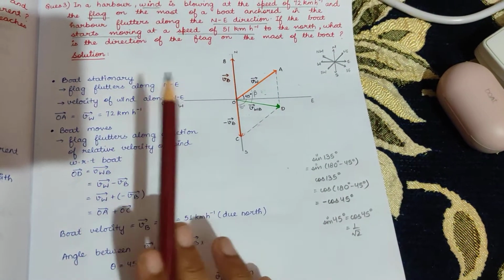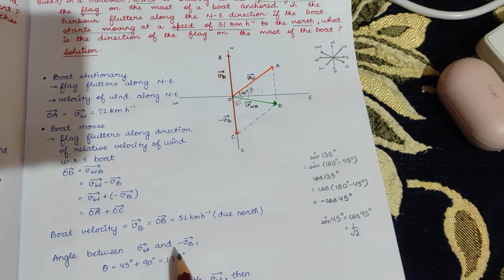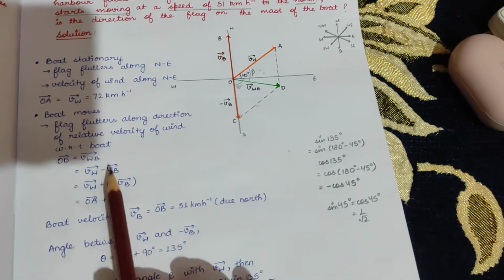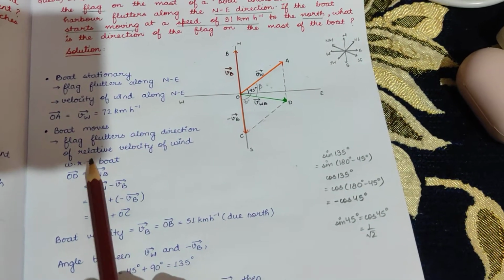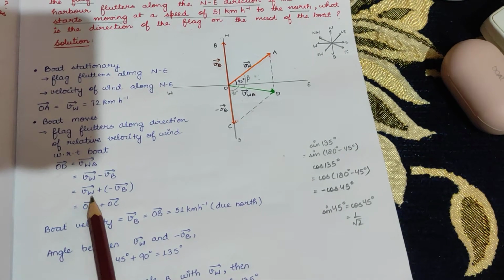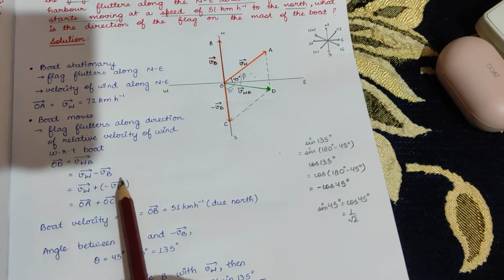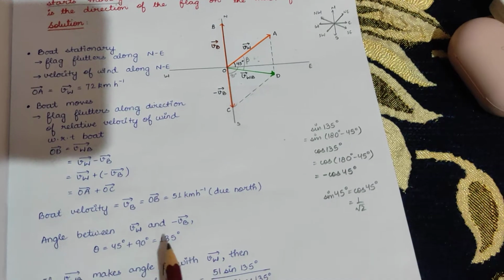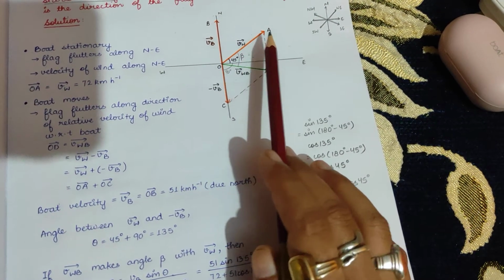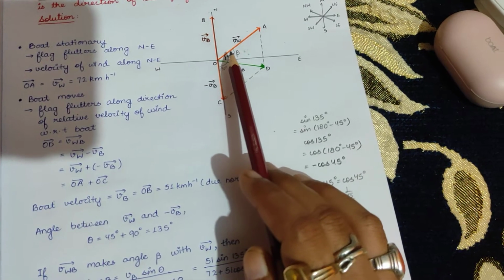When we talk about the direction, we talk about the angle. So we have two velocities. The relative velocity of wind with respect to the boat is given by two vectors, vector VW and negative of vector VB. So we will find the angle between these two vectors. This is negative of vector VB and this is vector VW. What will be the angle between them?